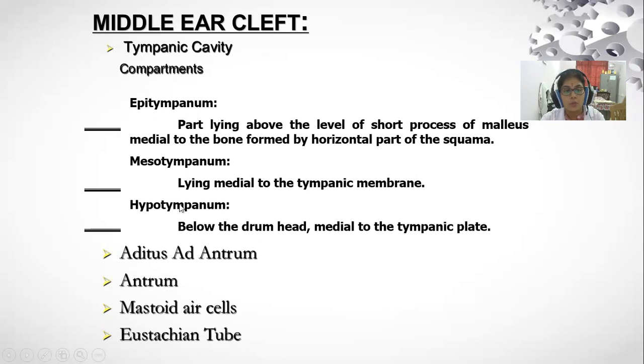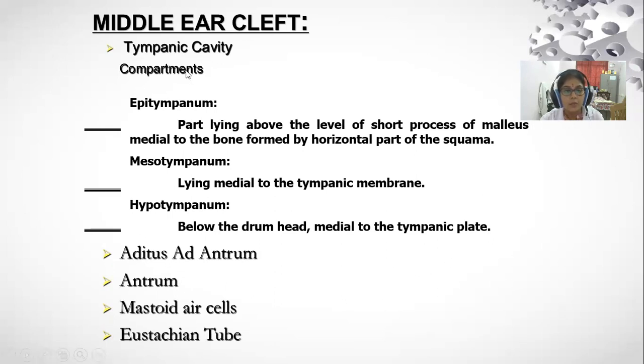So how is your tympanic cavity divided into three compartments? It is actually divided by your malleolar folds. Epitympanum is the part lying above the level of the short process of malleus, medial to the bone formed by the horizontal part of the squamous. Mesotympanum is that portion of the middle ear which is lying medial to the tympanic membrane, whereas your hypotympanum is that part of the middle ear which lies below the tympanic membrane and medial to the tympanic plate.